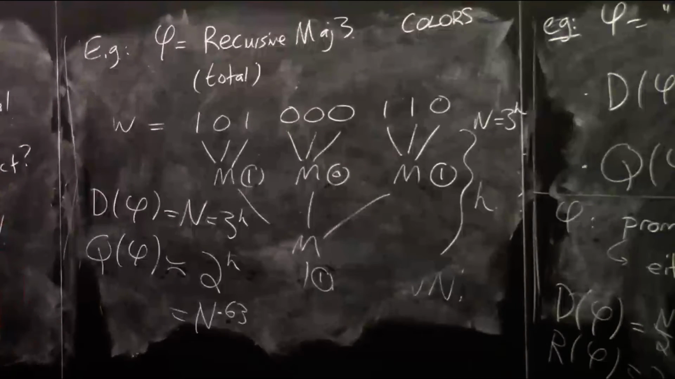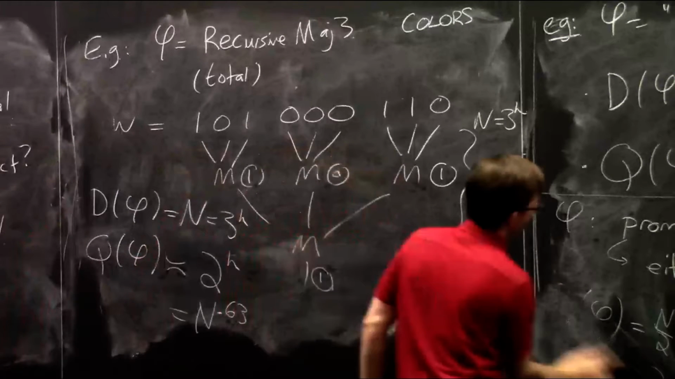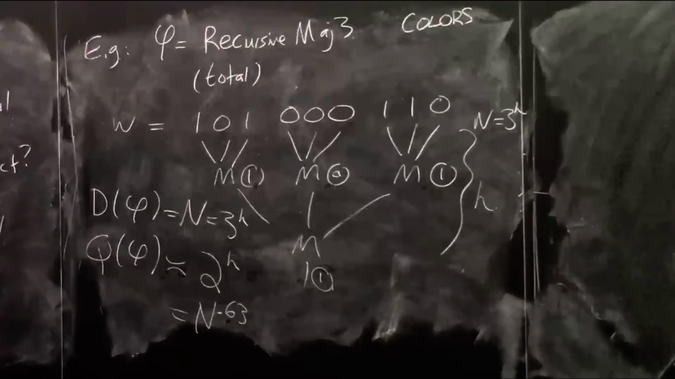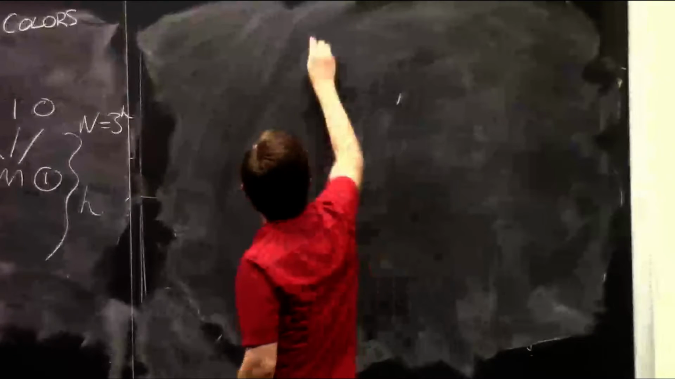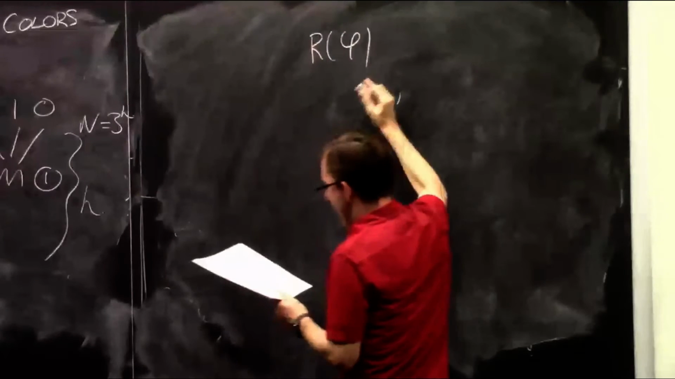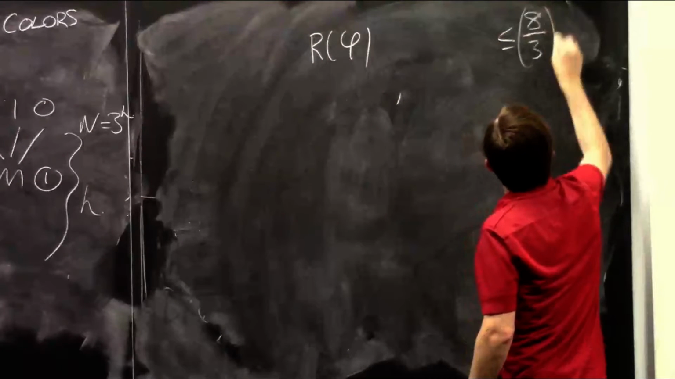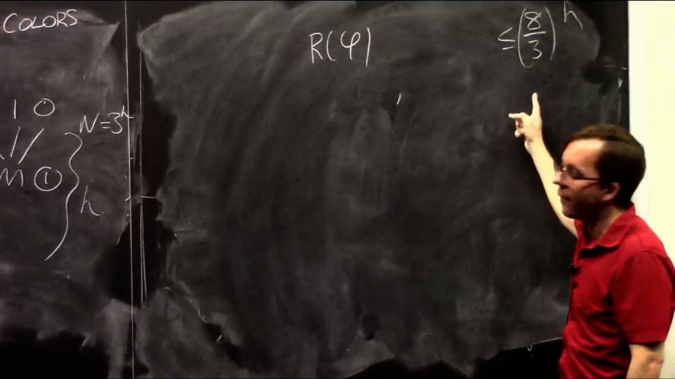And finally, the randomized query complexity of this problem is extremely interesting, and it's an open problem. People have really sweated and slaved to try to solve this problem. And it's known that, first of all, it's at most 8/3 to the h. And this is easy. I leave this as an entertaining exercise.